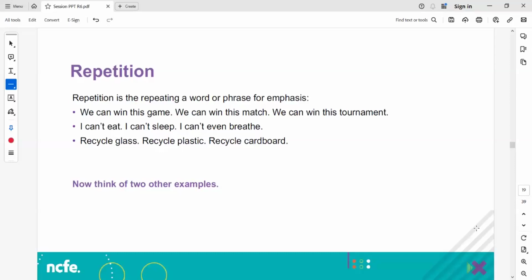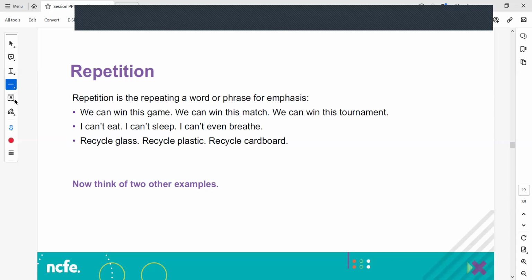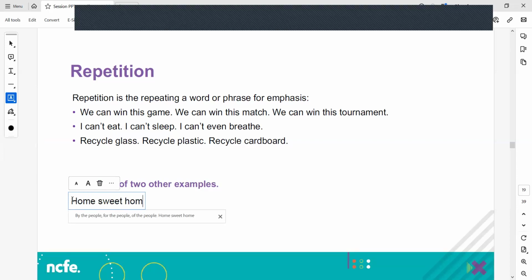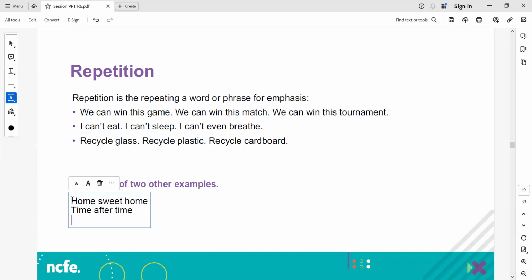So can anyone give us another example? Home sweet home. Good. Let me just write that on. So home sweet home. Any other examples? Time after time. Excellent. Okay. Any questions about repetition?